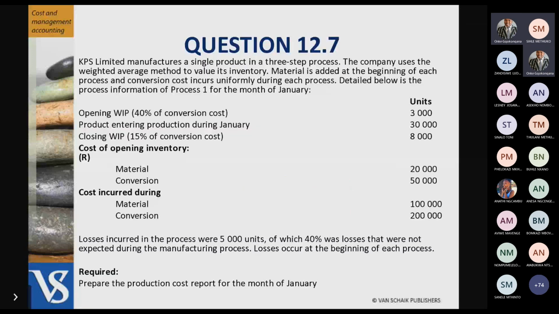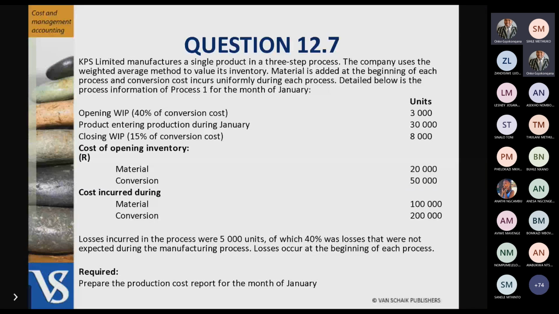Then the exercise reads, KPS Limited manufactures a single product in a 3-step process. So it means that we've got process 1, process 2, and process 3. The company uses the weighted average method to value its inventory. So we need to know which method of valuing the inventory. Material is added at the beginning of each process, and conversion cost is incurred uniformly during each process. Detailed below is the process information of process 1 for the month of January.